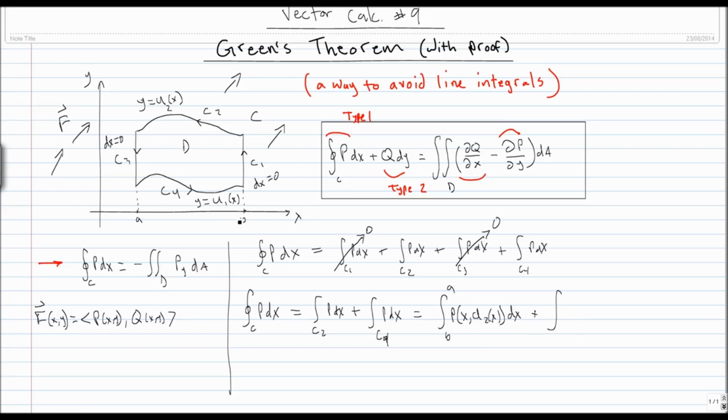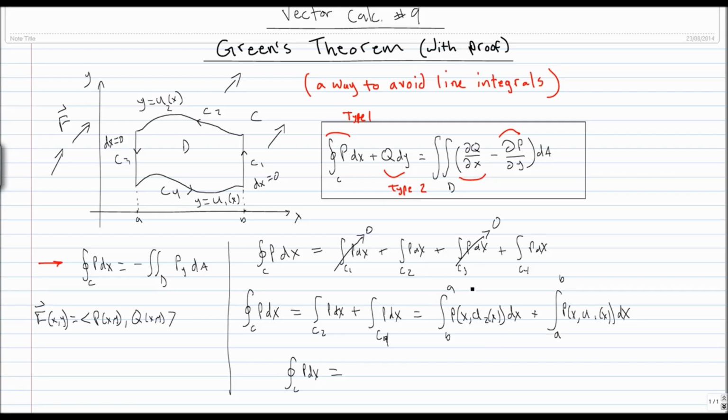Similarly, on C4, it's the line integral of p dx from a to b. On this curve we go from a to b, and p is a function of x and y, and along C4, y is u sub 1 of x. So I plug that in right here. Then I can rewrite that as this.